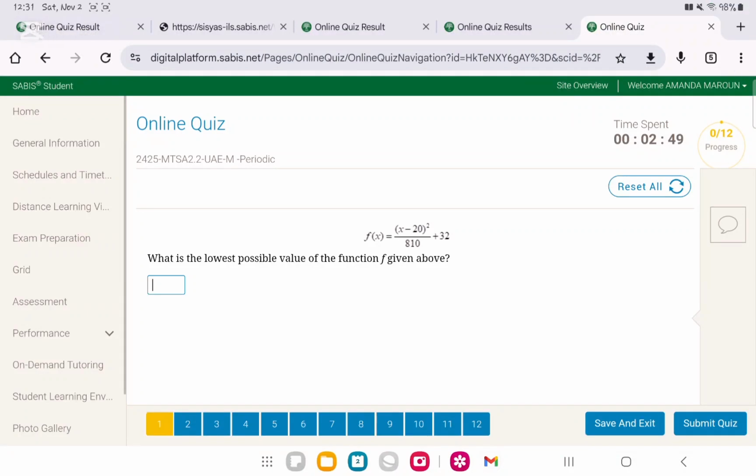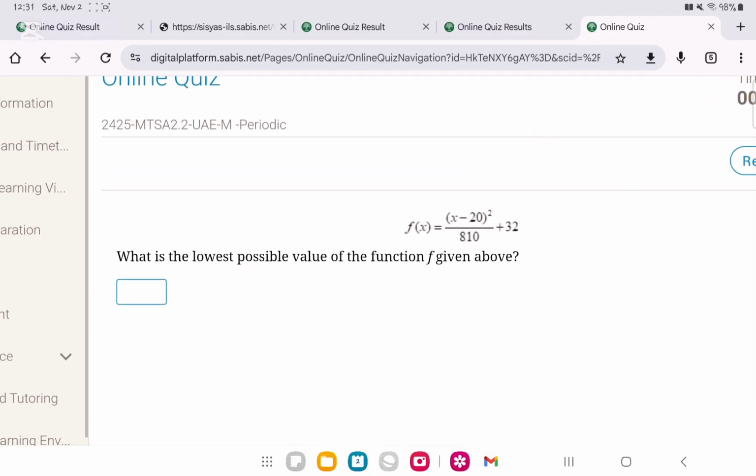So today I'll be explaining the Math Algebra Periodic Quiz for section 2.2.